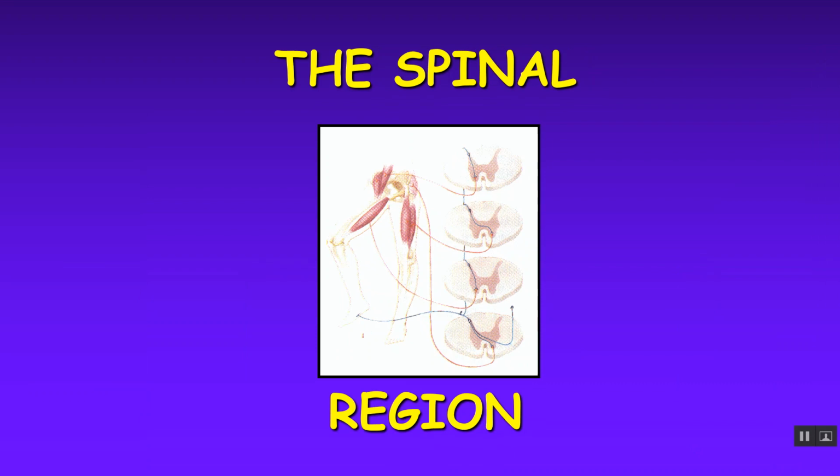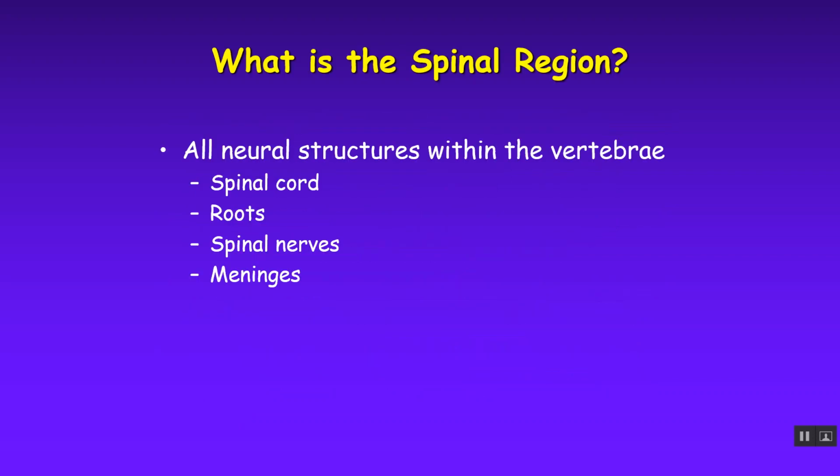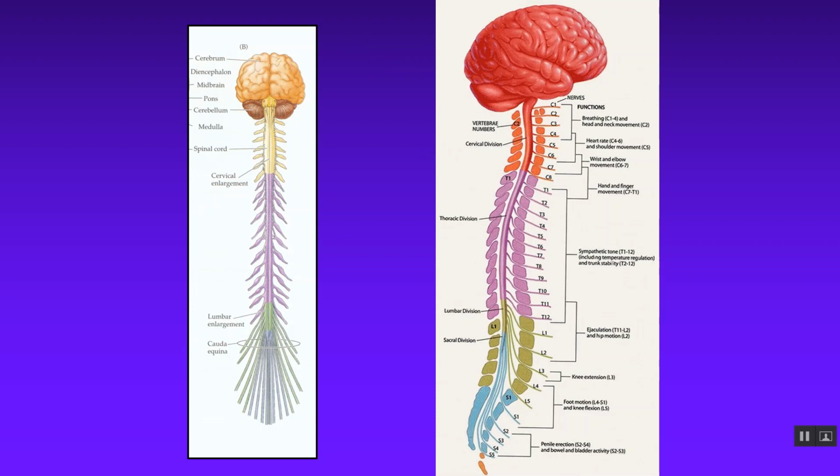Okay, so we're in the spinal region. Objectives: look at the anatomy, understand some basic spinal cord reflexes, predict some symptoms associated with different spinal cord lesions. So, anatomy, all the stuff you've seen before. The neural structures within the vertebrae: spinal cord, the roots, the spinal nerves, and the meninges. There it is. You've seen this before.